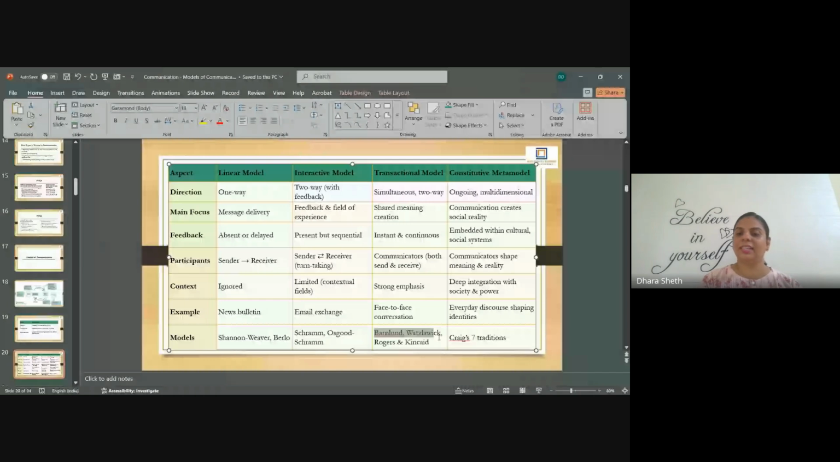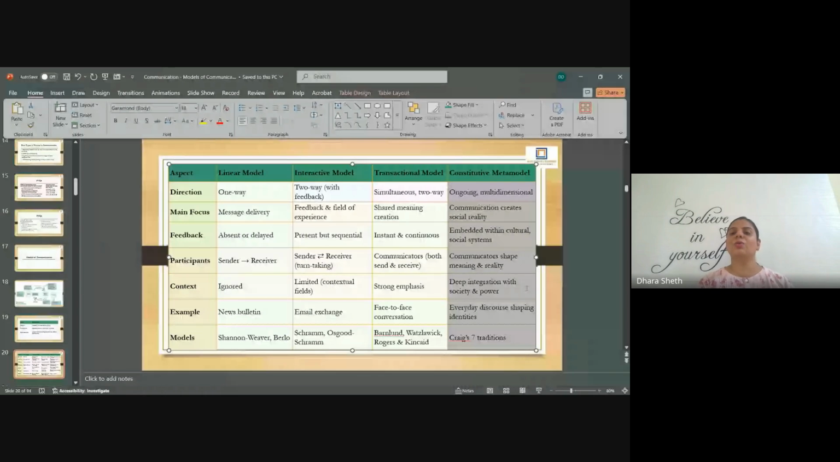Barnland, Watzlawick, Rogers, and Kincaid. These are the examples of transactional models. Now, the constitutive meta model is the newer one: ongoing, multi-dimensional, like thousands of people commenting on a video at the same time. I have seen live streams where, within a fraction of a second, there are 50, 60, 70 comments, okay? And the power of communicators is huge.